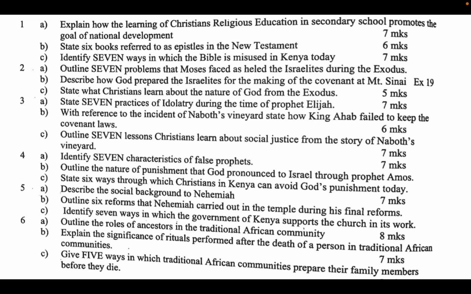Question 4a. Identify 7 characteristics of false prophets. B. Outline the nature of punishment that God pronounced on Israel through Prophet Amos. C. State 6 ways through which Christians in Kenya can avoid God's punishment today.